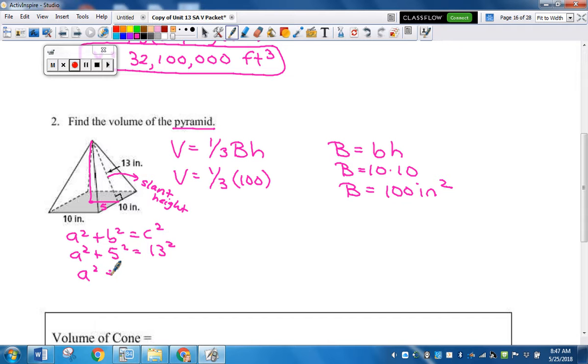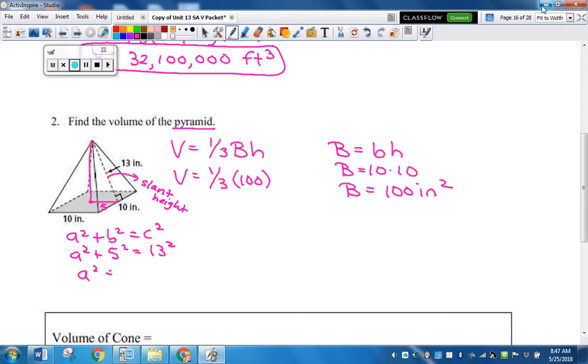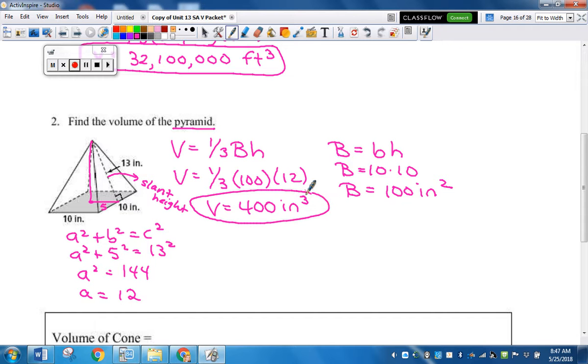So a squared is equal to 13 squared, 169. I got 169 minus 25, 144. So a is equal to 12, or your height is 12, which means your volume, you type all of that in, and you should get 400 inches cubed. Final answer. Alright, so that is a quick view of volume of a pyramid. So you can add that to your repertoire.